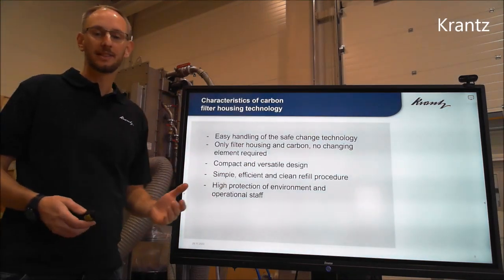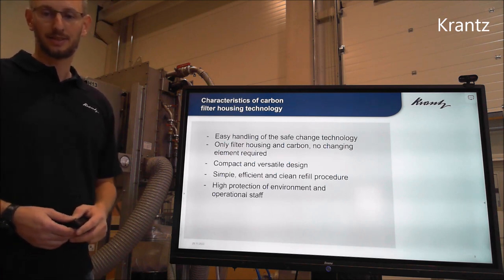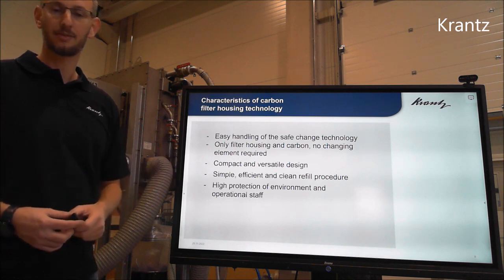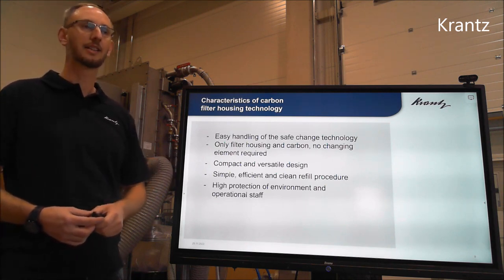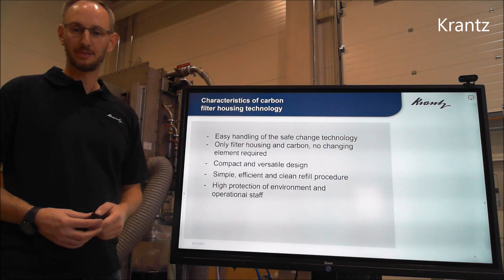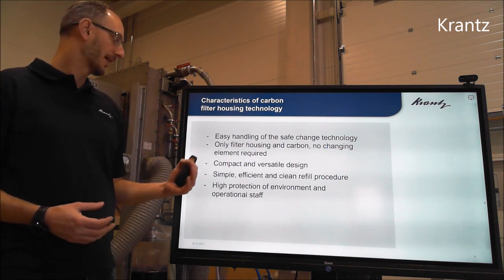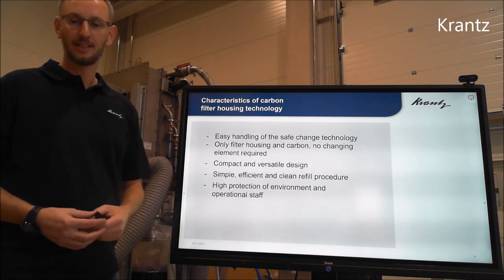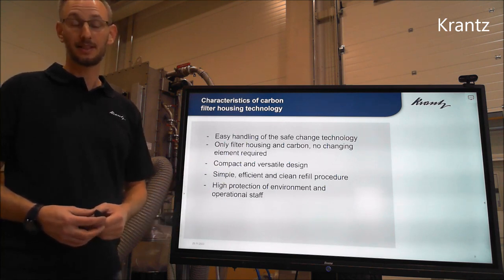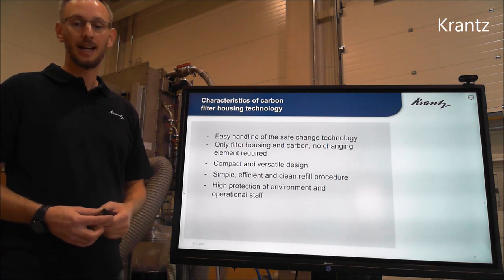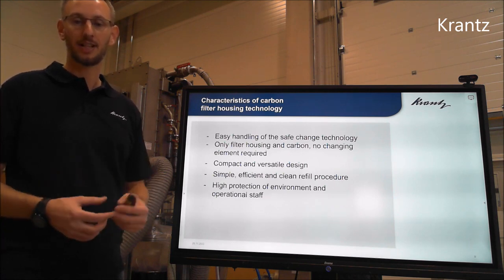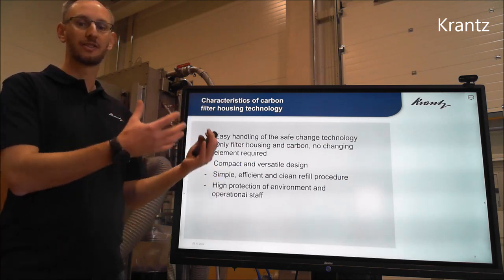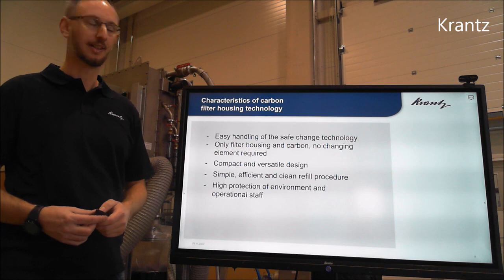So this means it is an easy handling of the safe change technology, because you drain the carbon into a barrel where you also have the safe change bag connected, and you can easily change this contamination free. It is a compact design, it is simple and efficient to clean and refill the carbon into the filter housing, and you have a high protection of the environment and the operational staff during operation, during changing of the carbon, and during filling and draining it.